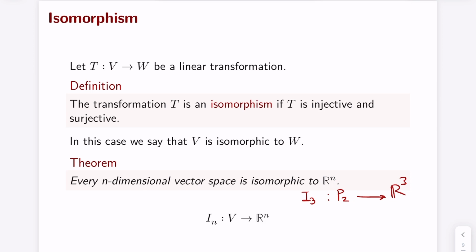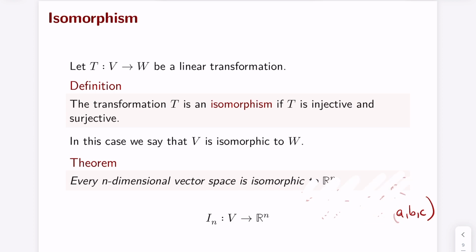Well, let's consider a polynomial of degree less than or equal to 2, like a plus bx plus cx squared. We can send it to what vector of R3? Well, the vector a, b, c. This is the isomorphism. By this translation, any polynomial will translate into this vector, so we can consider that the space of polynomials is essentially the same as the space of vectors of 3 coordinates. And we did it with the polynomials of degree less than or equal to 2, but of course you can do it with any vector space of polynomials.